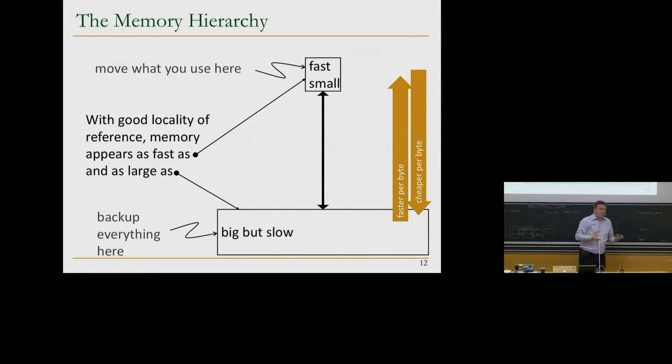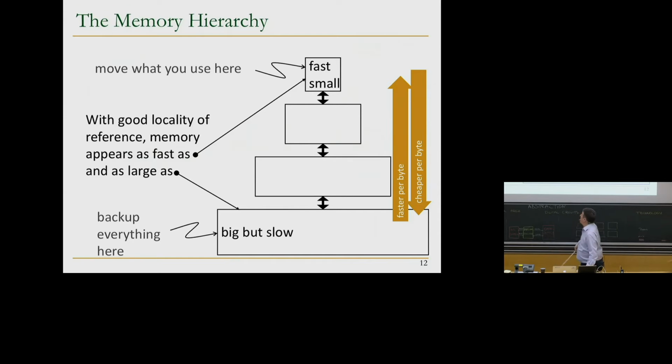Now, they first started doing this with only one level. And then soon the discrepancy between the speed of one and the size of the other grew so much that we ended up having a few in between. So we started calling the one at the very top level 1, level 2, level 3, 4, 5, 6, 7, and then you end up with your big, slow main memory.